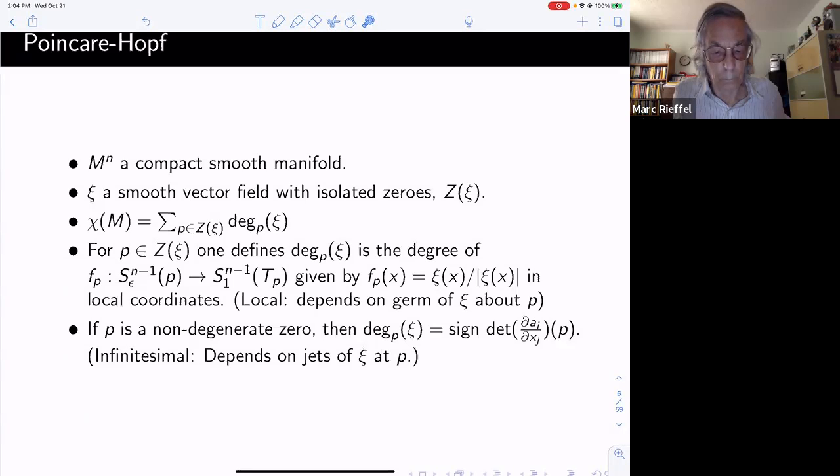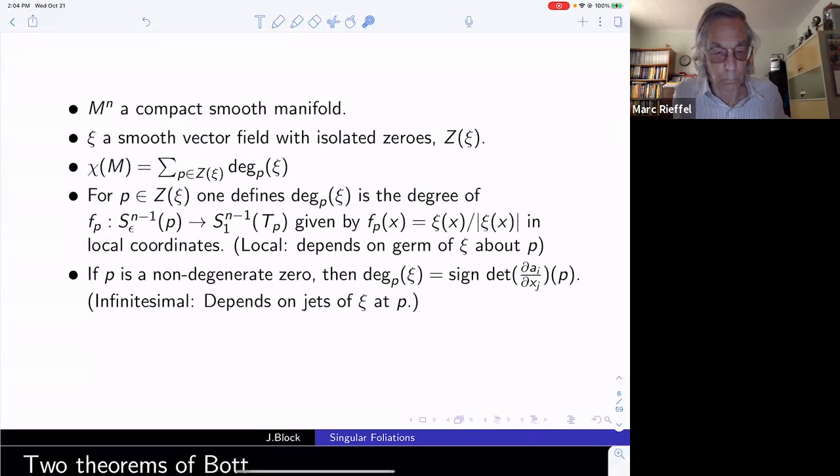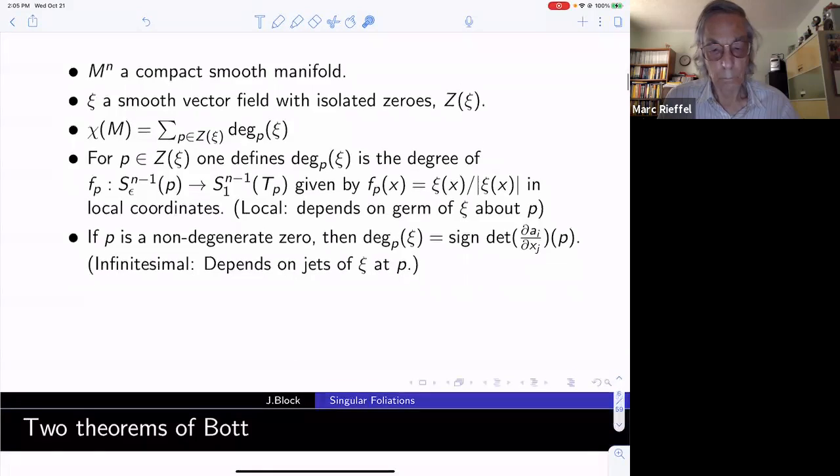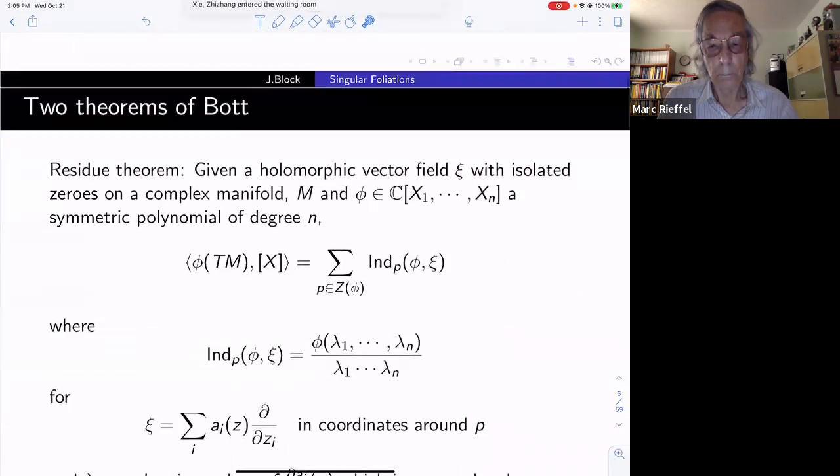On the other hand, if you have P as a non-degenerate zero, then you also have an infinitesimal formula. So I'm sort of stressing the difference between local and infinitesimal. Infinitesimal means you're basically calculating it on the jets, in this case, just on the tangent space. And I should point out that there are some beautiful generalizations of this by Eisenbud and Levine, that you don't have to require it to be non-degenerate, but you do have to require that it can't vanish to infinite order at zero, but it's a very beautiful theorem.